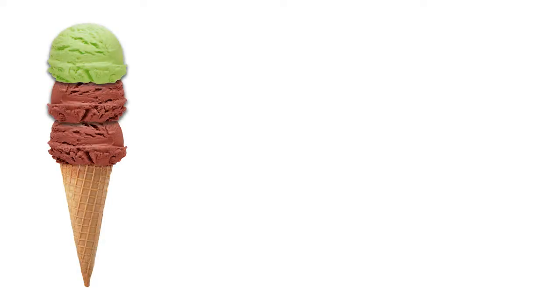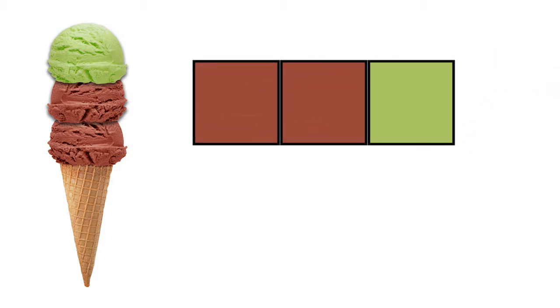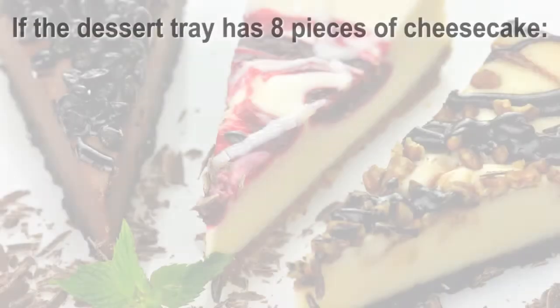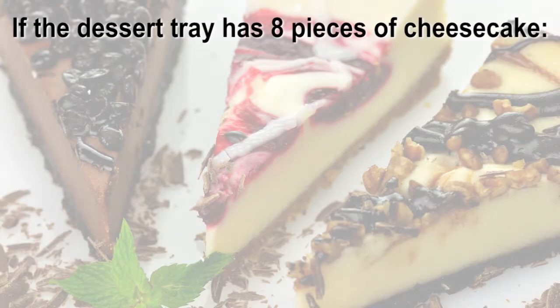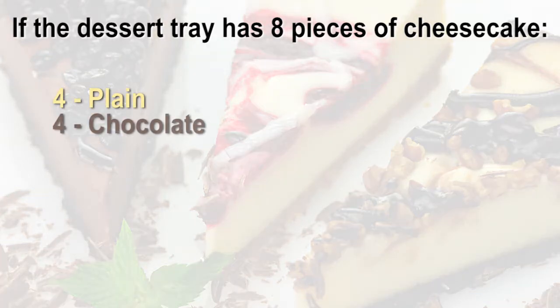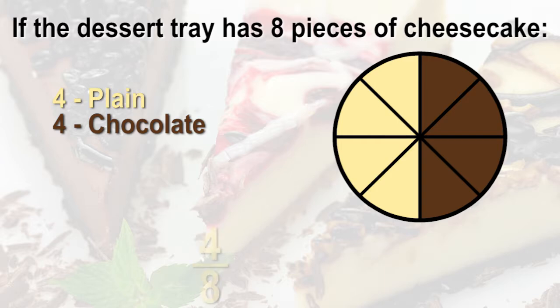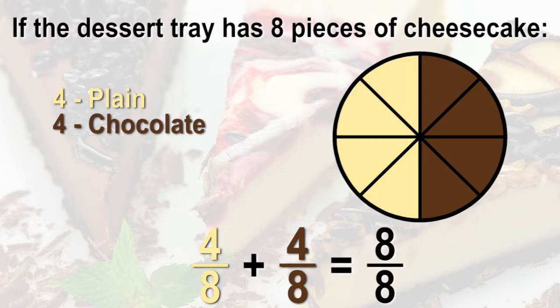If an ice cream cone has 2 scoops of chocolate and 1 scoop of mint, we could represent it with these blocks. 2/3 brown plus 1/3 green equals 1 whole cone. The equation would be 2/3 plus 1/3 equals 3/3 or 1 whole. If the dessert tray has 8 pieces of cheesecake and 4 are plain and 4 are chocolate, we could represent that with circle fractions. The equation is 4/8 plus 4/8 equals 8/8 or 1 whole.